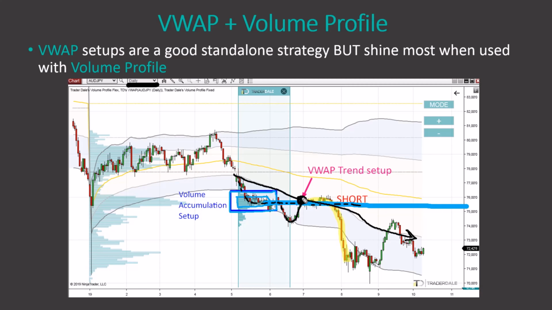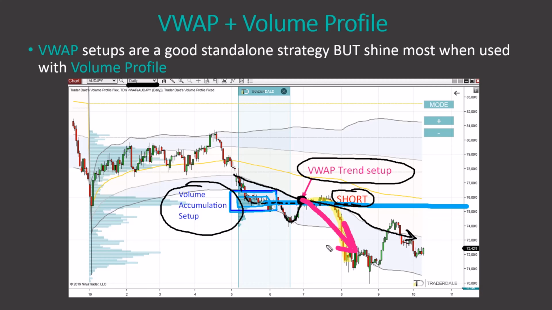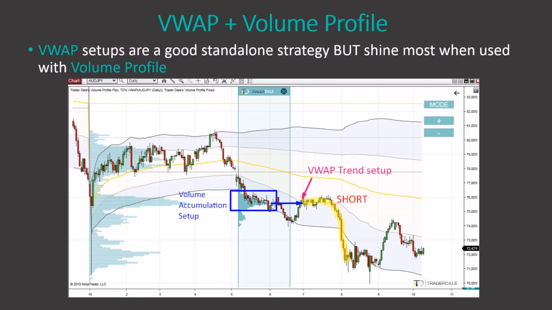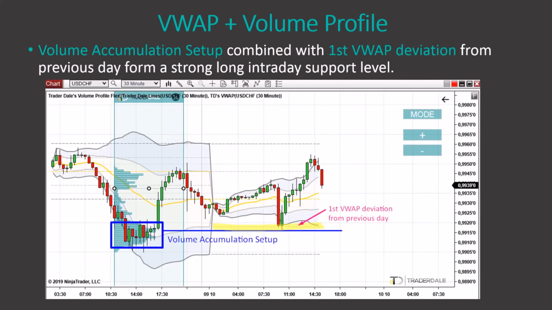So at this place, you actually got the short confirmed by two completely independent trading setups. The setup which is called volume accumulation setup, it's a volume profile setup, and the VWAP trend setup. Those two signals meet in here, and that's what I like to see. You go short from there. That's a confluence I'm usually looking for. Alright, confluence like that. So this was sort of a long-term scenario, but let me show you an intraday trading scenario.